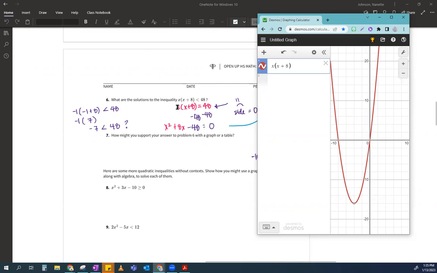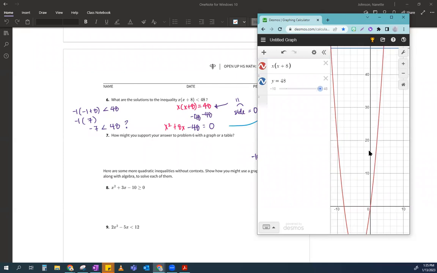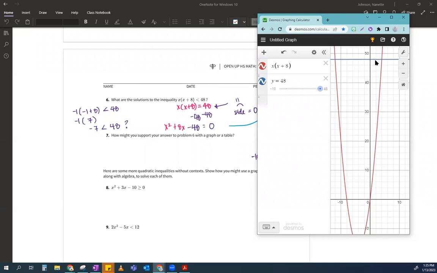Okay, so here's the equation. I mean, the parabola x times x plus 8, right? I'm also going to graph the line y equals 48. And it doesn't look like it's anywhere except up there at 48. Do you guys all see this? So I want to know, now listen to me say this.